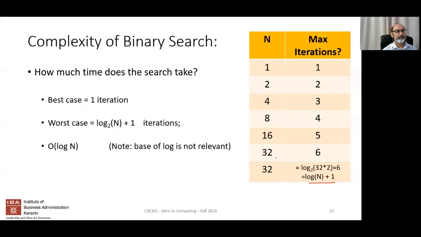Okay, so for 32, log of 32 to the base 2 is actually 5, and this is 6. The log of 1 is actually 0, so it's 0 plus 1. Log of 2 is 1, 1 plus 1, and so on. So you can see that the answer is actually log of n plus 1. Now, if the equation is log of n plus 1, then what is the order of the algorithm?